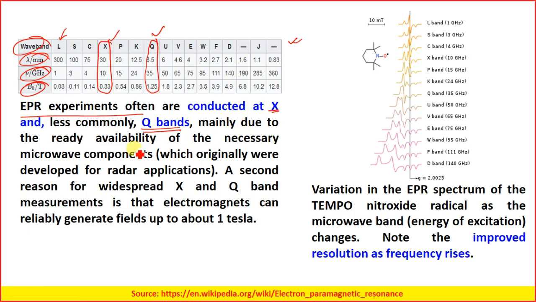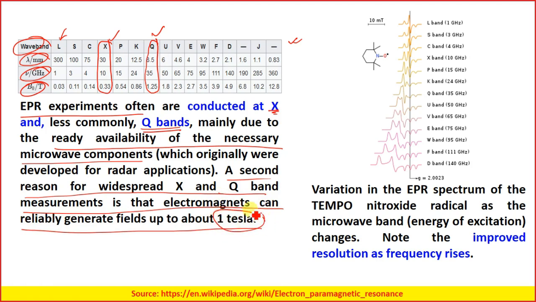Why? This is because at these bands we have the ready availability of the necessary microwave components, which were originally developed for radar applications. A second reason for widespread X and Q band measurements is that electromagnets can reliably generate fields up to 1 Tesla. So Q band is approximately 1 Tesla and X band is 0.33 Tesla, and that is why it is done.